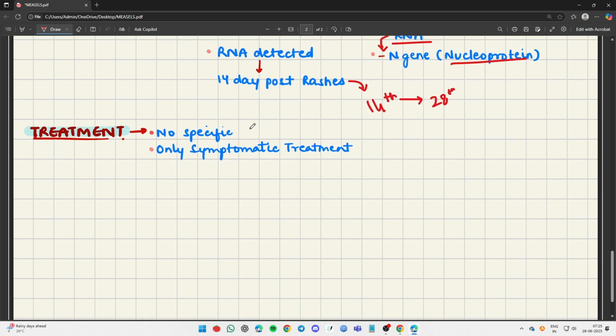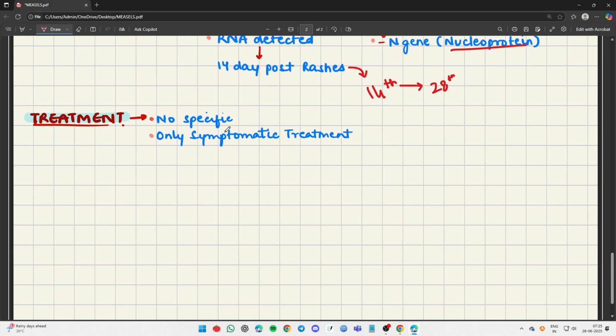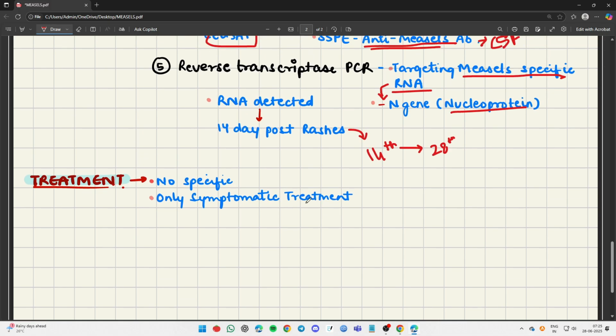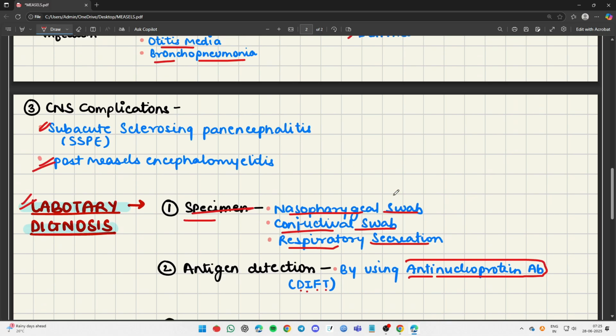Now we are going to talk about the treatment of measles. There is no specific treatment for measles. There is only symptomatic treatment given in measles. So this was all about the measles virus.